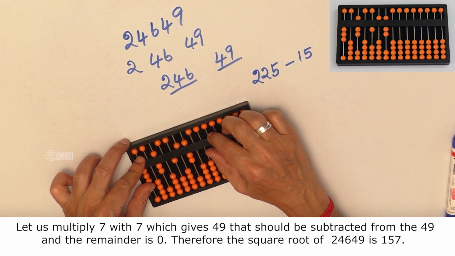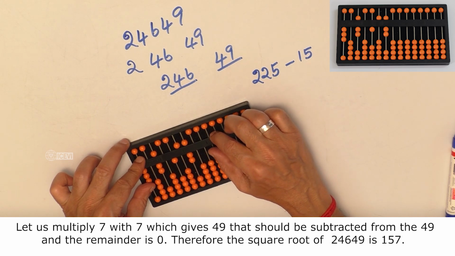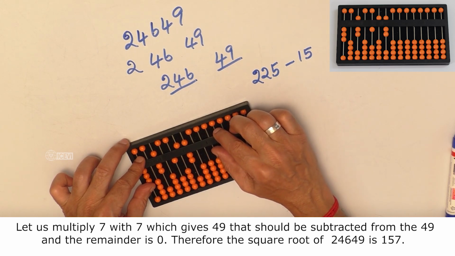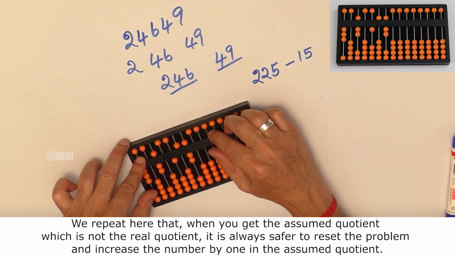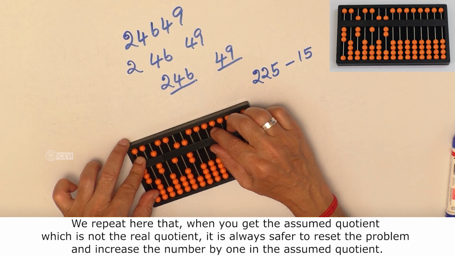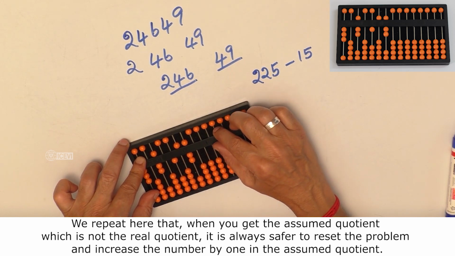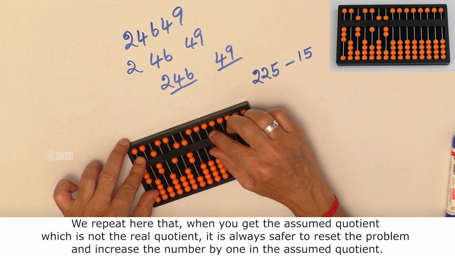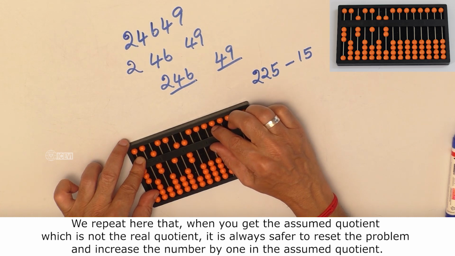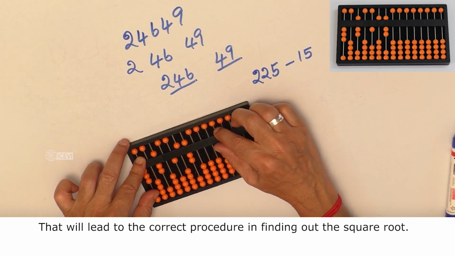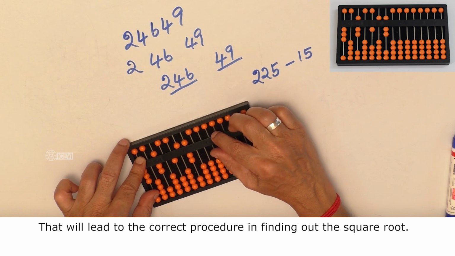Therefore, the square root of 24,649 is 157. We repeat here that when you get the assumed quotient, which is not the real quotient, it is always safer to reset the problem and increase the number by 1 in the assumed quotient. That will lead to the correct procedure in finding out the square root.